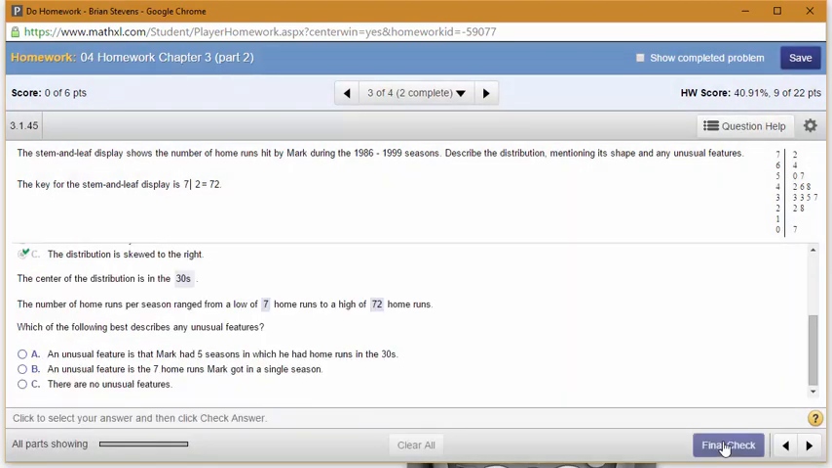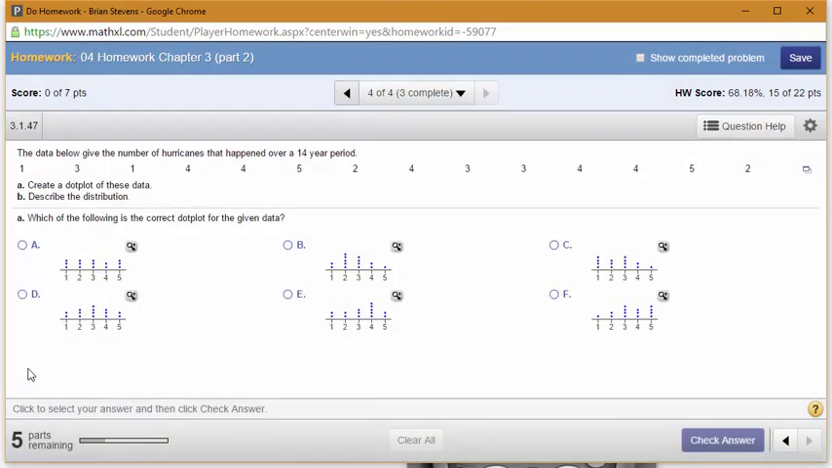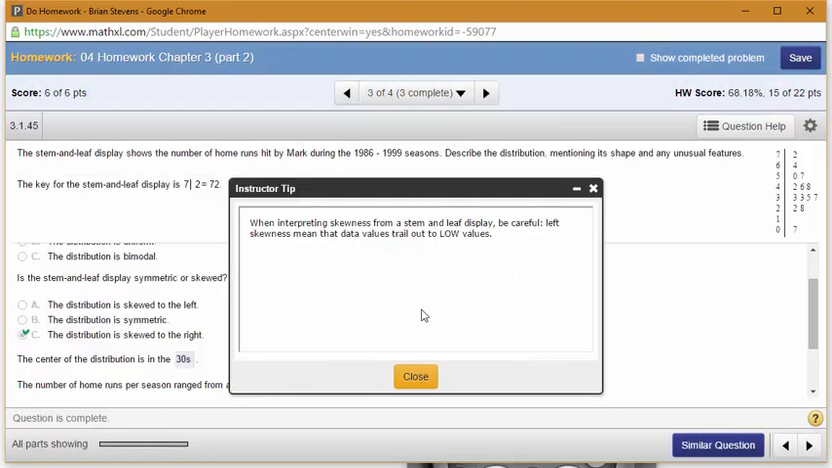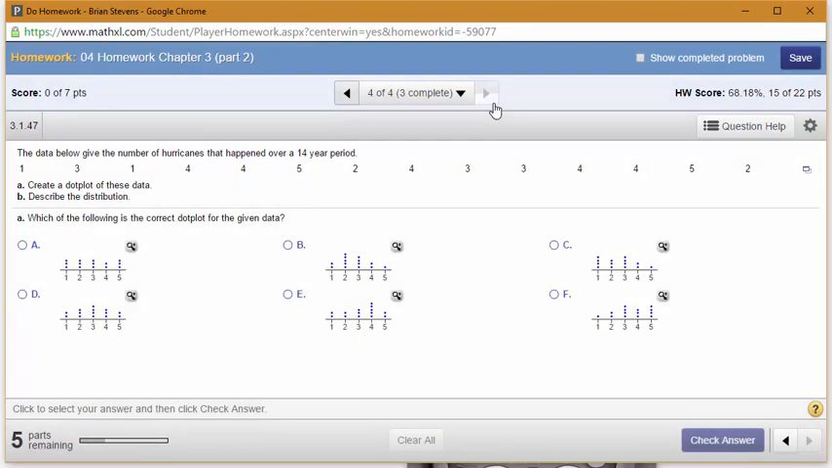Continuing on further, which of the following best describes any unusual features? And this one might be, let's see here. An unusual feature is the 7 home runs Mark got in a single season. I think that's decent enough to say an unusual feature. Let's give it a shot. Yep. I wish it would have been, let's look at that again real quick. I wish it had been a little bit more of an outlier. It's kind of, it's close-ish. You think about how far it is away. It's 15 away from that, and this is 8 away. It stands out. Anything that's an unusual feature would stand out. Gaps and outliers are what we usually talk about when we talk about unusual features.